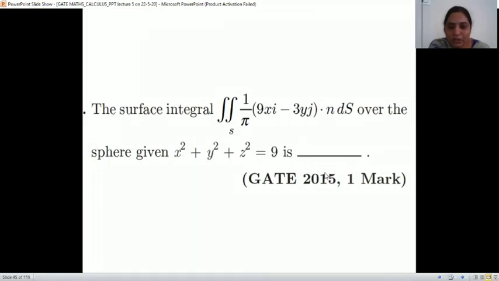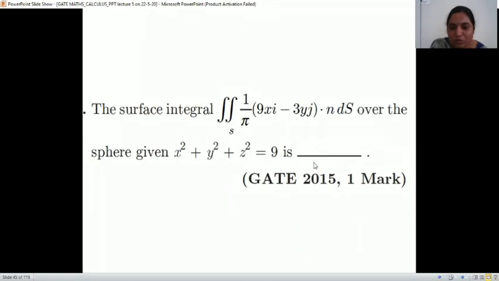The surface integral, double integration 1 by pi 9x i minus 3y j dot n cap ds over the sphere given is. Can you give me a hint faster? As it is double integration, f dot n cap ds. This is ds bar. You can call it as ds bar. f bar dot n cap ds is given to you, double integration, and a sphere is given to you.